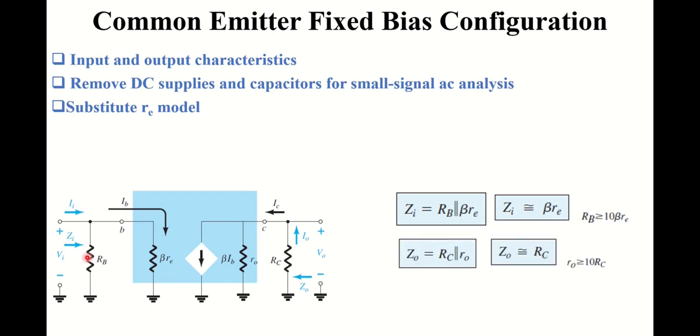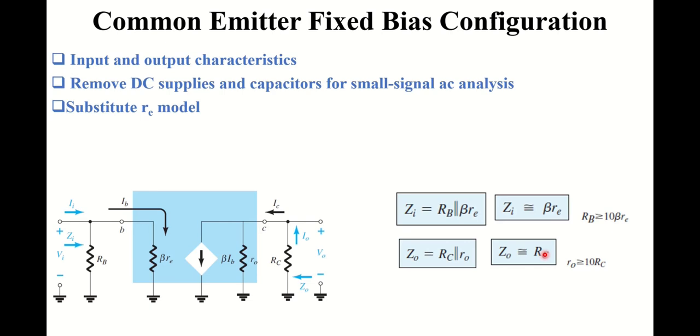The output impedance Zo for this system can be calculated by the formula Zo is equal to RC in parallel to ro. And if ro is greater than or equal to 10 RC, then we can also say that Zo is approximately equal to only RC, by following the same argument as discussed earlier for the input impedance Zi.